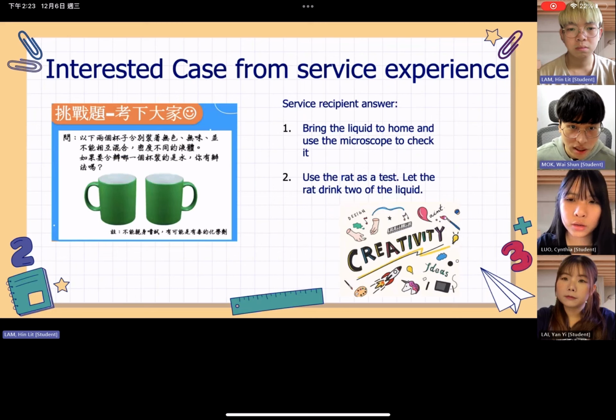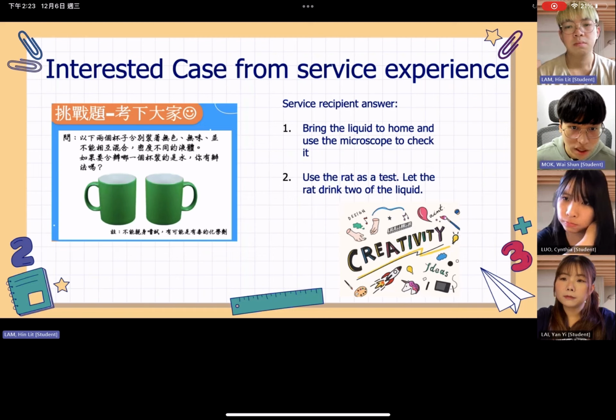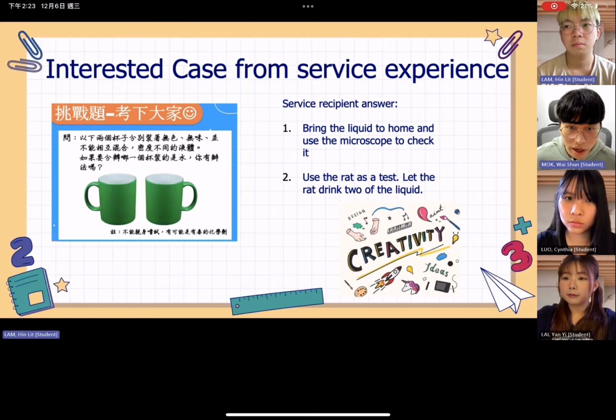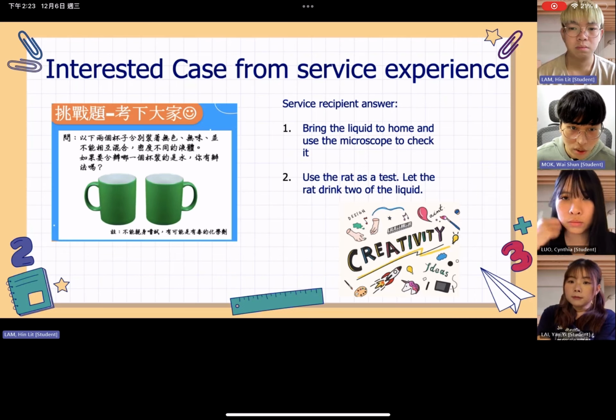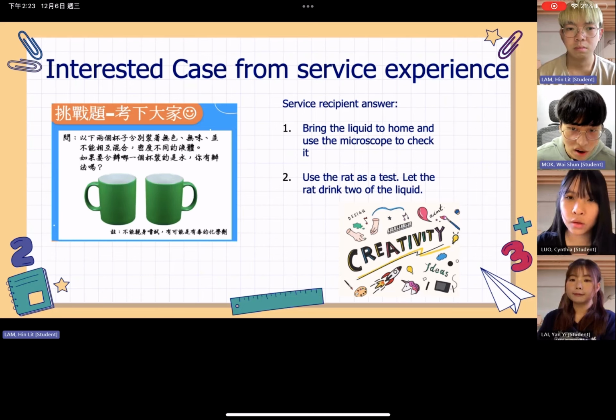There is an interesting case during the service. We had a challenge question for the service recipients, and the question was about distinguishing a harmful liquid. Some of the service recipients gave very creative answers. The first was that they would bring it home and use a microscope to check it. The second was that they would use a rat as a test and let the rat drink the liquid. After listening to the answers, we were very surprised that they could think of such creative answers.